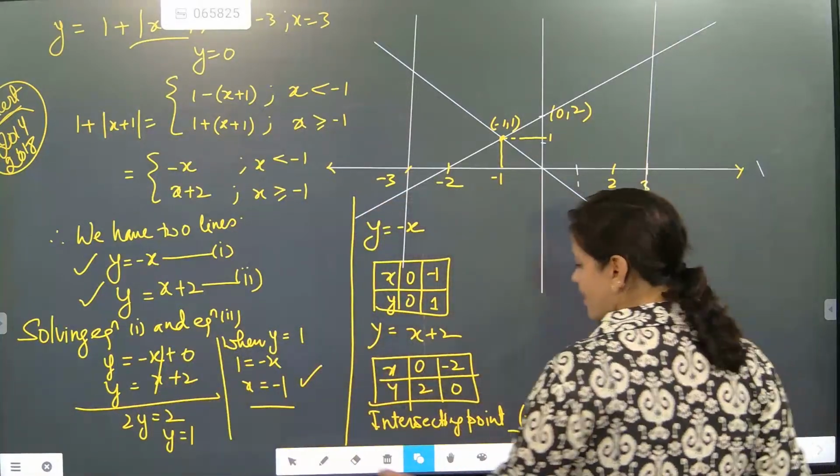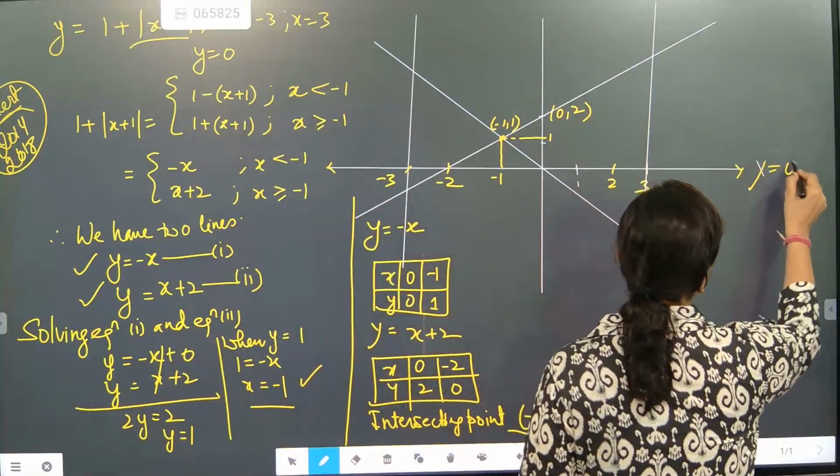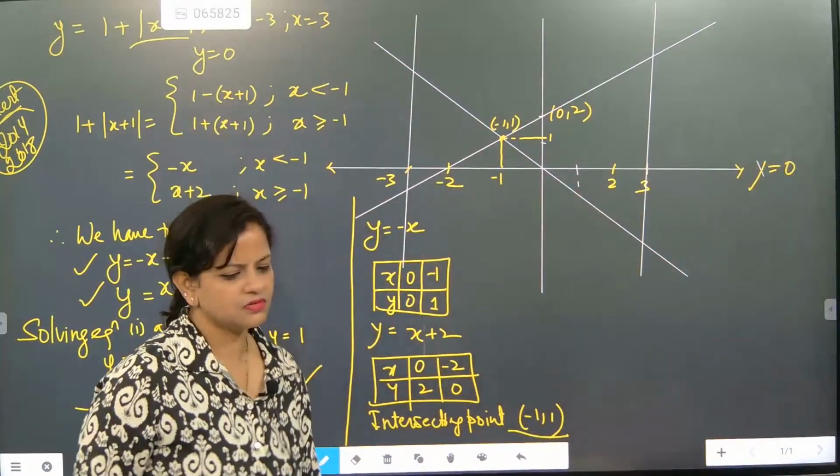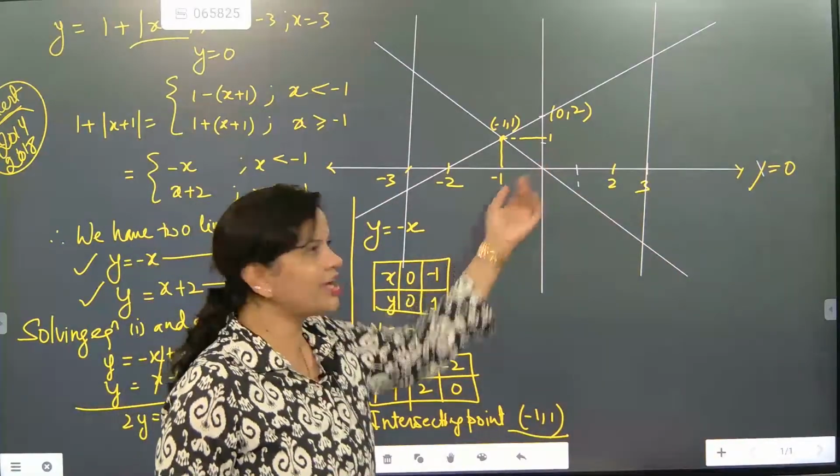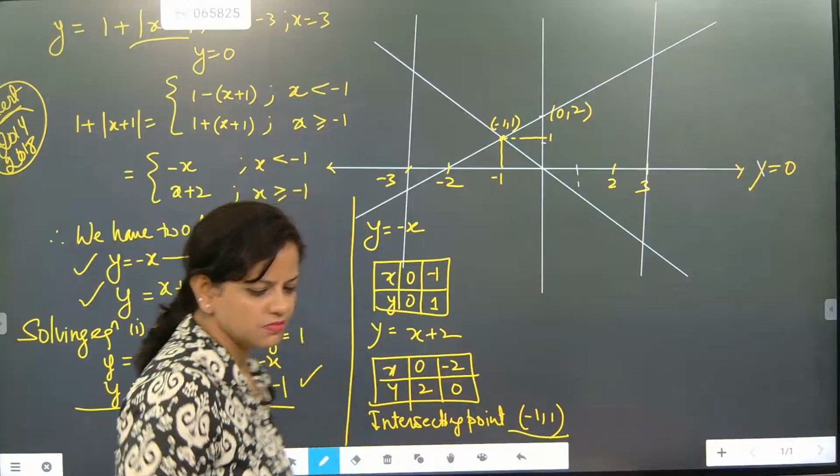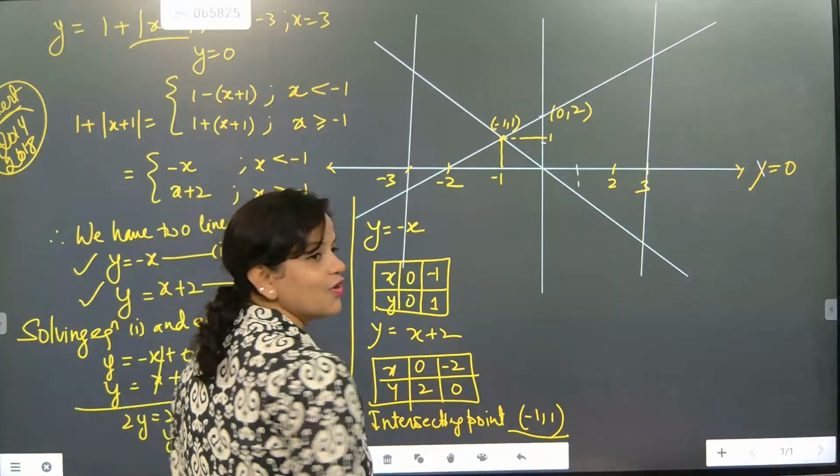This is the line where y is 0. Y is equal to 0 on the x-axis. Yes ma'am, that's what I am telling. You are talking about the origin. That's what I said.